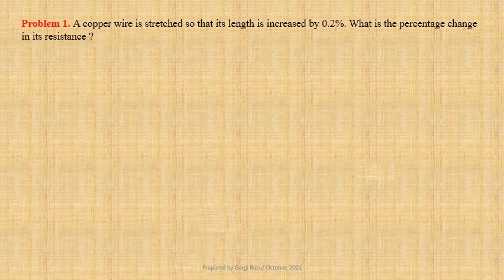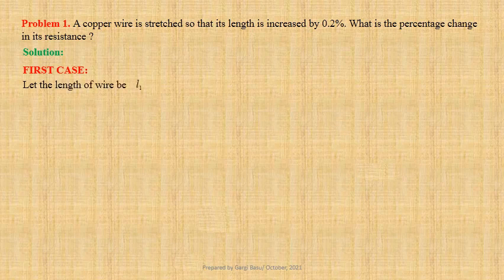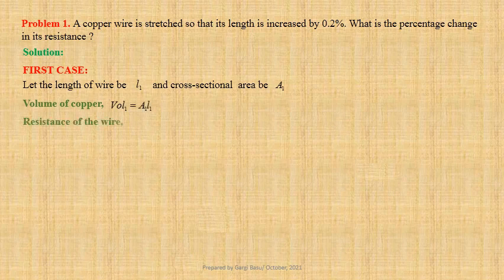A copper wire is stretched so that its length is increased by 0.2%. We have to determine the percentage change in its resistance. First case, let the length of wire be L1 and cross-sectional area be A1. Volume of copper Vol1 equals A1 into L1. Resistance of the wire R1 equals rho into L1 by A1.